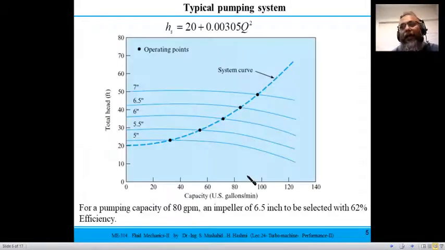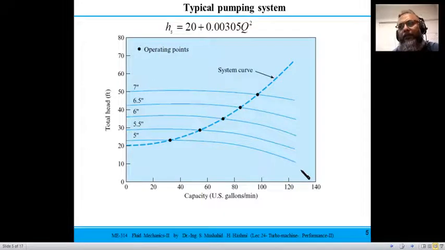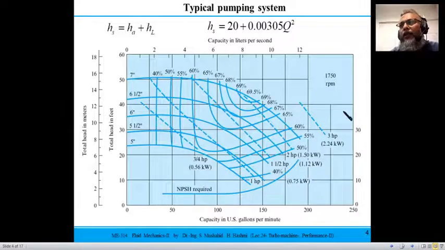Not always do we have a single pump to be used. In most cases, if your flow rate requirement is higher, you need to use a higher, bigger size pump, or sometimes you need a different RPM. For example, if we go back to this curve, at this operating RPM of the motor that would run the pump, if it is different, then you have a different performance curve.